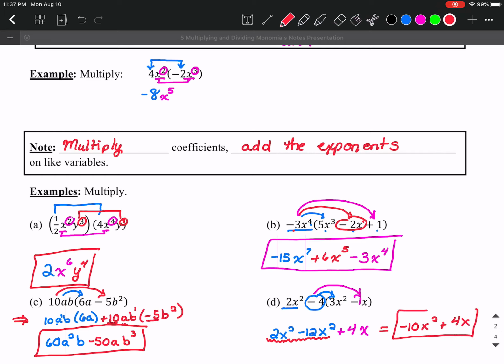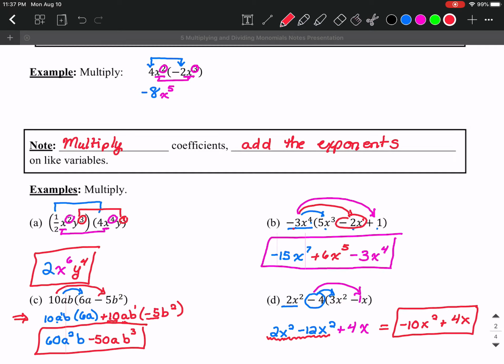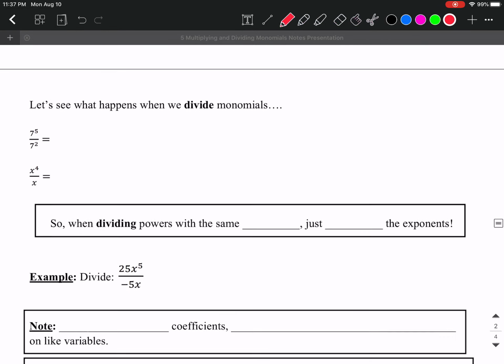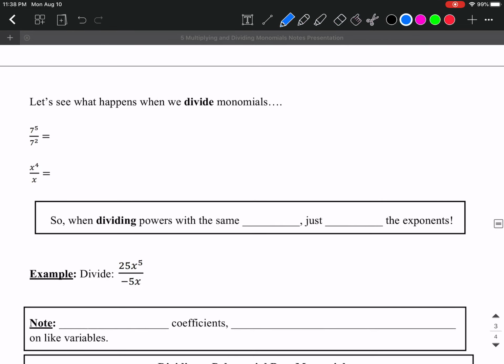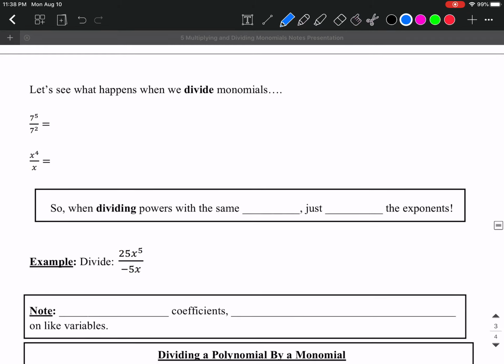Okay, so we needed to combine our like terms like we have been doing already in previous lessons. Okay, so far so good. So when we're multiplying monomials, we multiply the numerical coefficients. Then for the variables, for the same variables, we keep the letter and we add the exponents. What happens when we divide? So let's take a look at what happens when we divide.